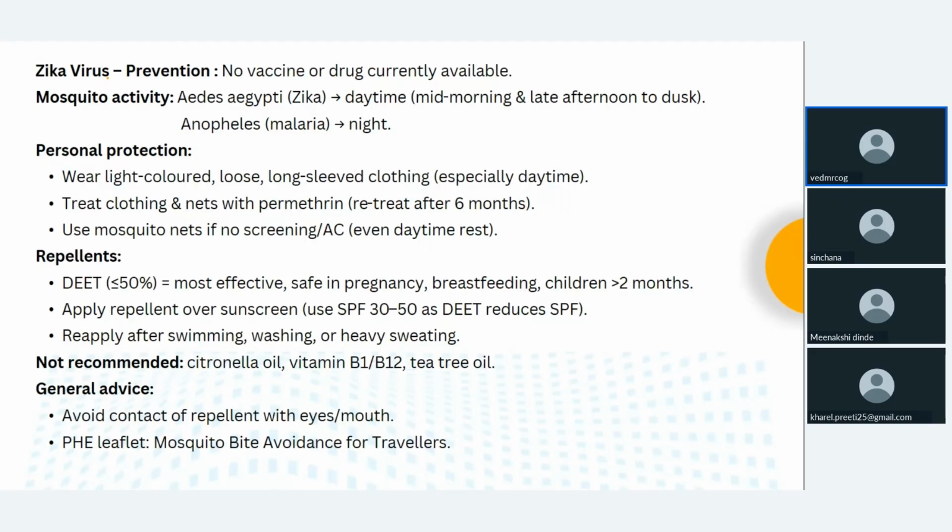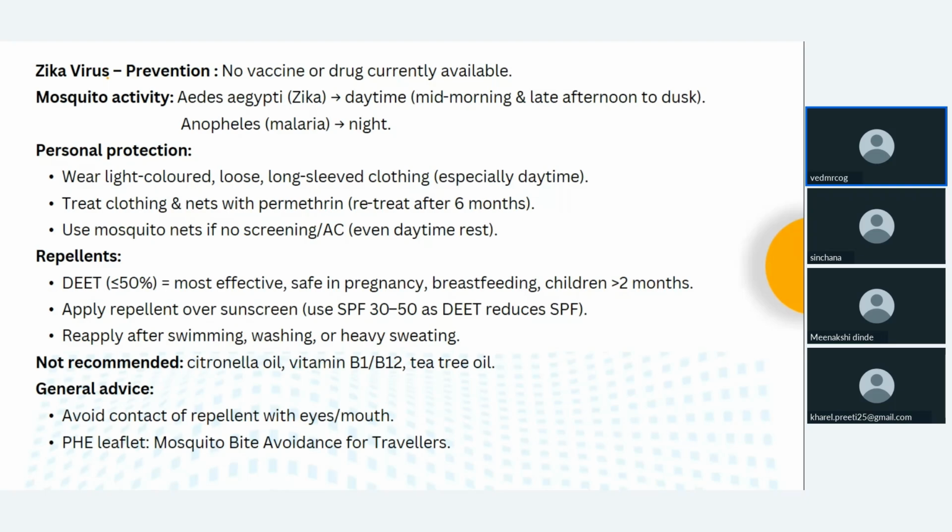Then apply repellent or sunscreen, because you need a higher SPF, as DEET will reduce the SPF. So when you are using DEET, you need a sun protection factor of around 30 to 50 at least. And reapply after swimming, washing, or heavy sweating, etc.